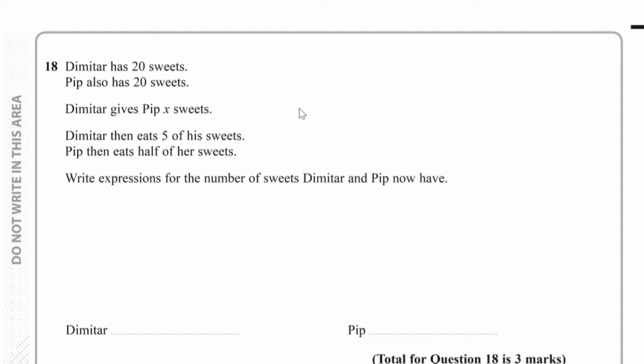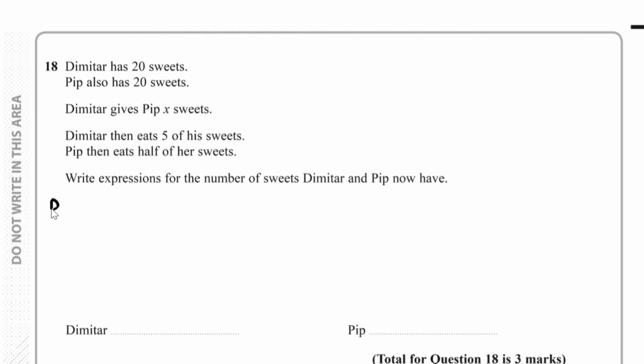Question number 18. Dimitar has 20 sweets. Pip also has 20 sweets. Dimitar gives Pip X sweets. Dimitar then eats 5 of his sweets. Pip then eats half of her sweets. We have to write down expressions for the number of sweets Dimitar and Pip now have.